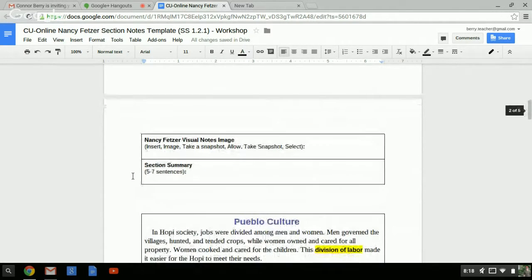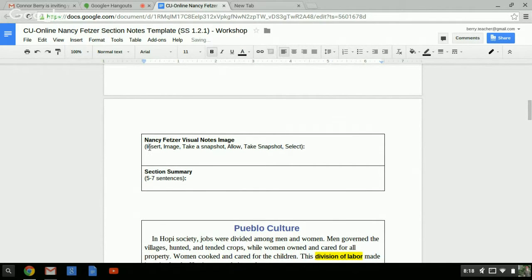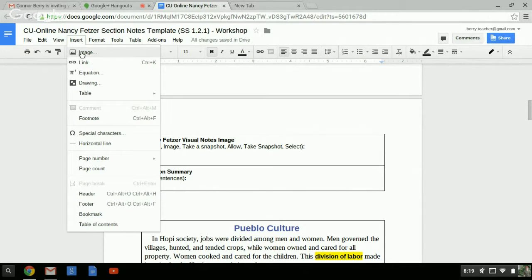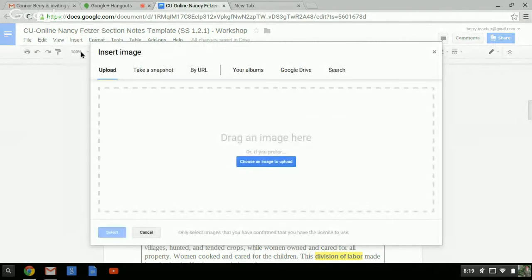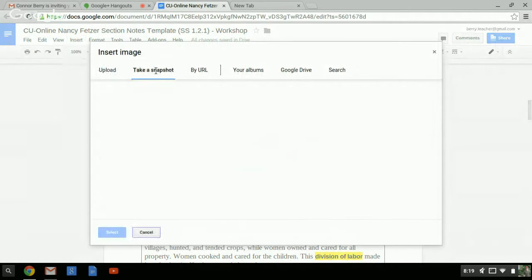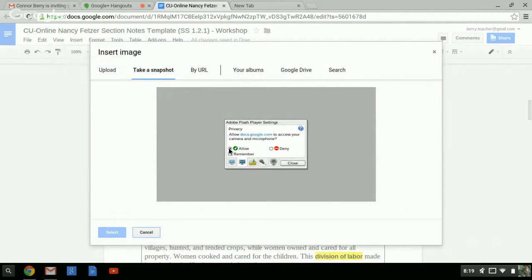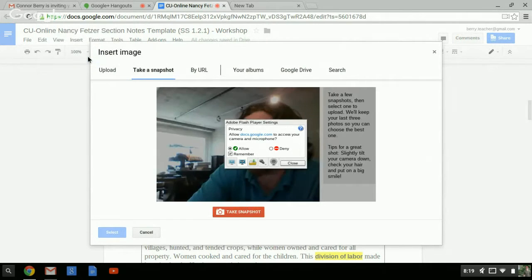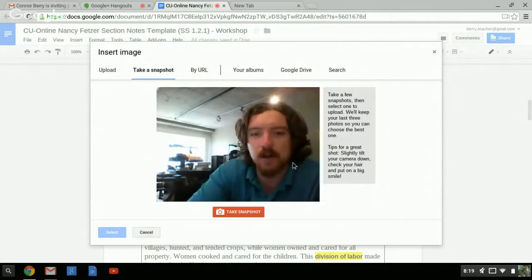Now we're here, and you can see these two things. The first one says Nancy Fetzer Visual Notes Image. So click into that box, and then it says, I gave you the instructions right here. Insert, image, take a snapshot, allow, take snapshot, select. So up here to insert, image, this will open that box, take a snapshot. You'll need to allow, you can remember, and you can allow up here as well. And there we go, hello.